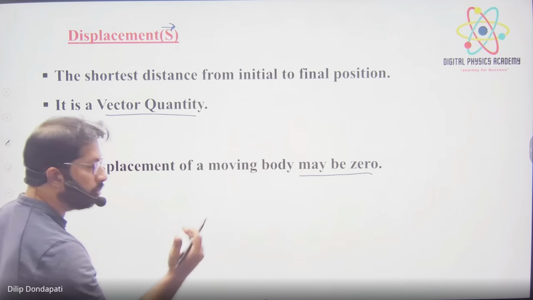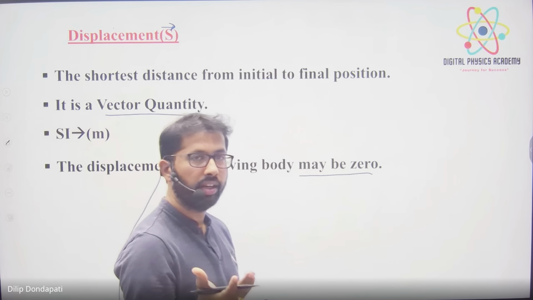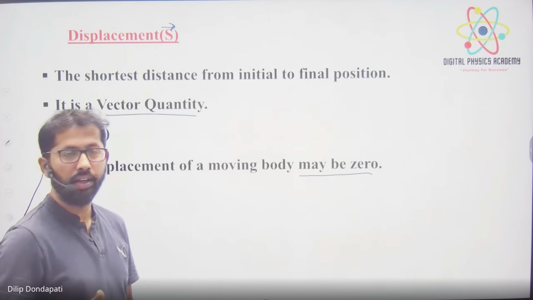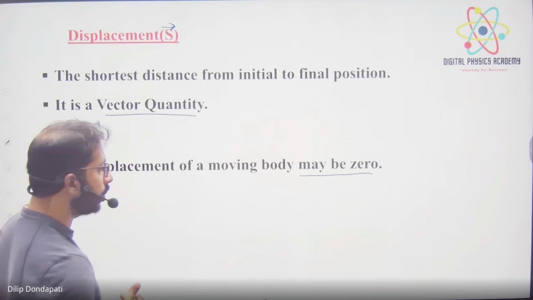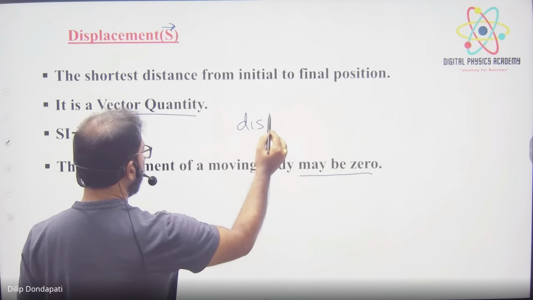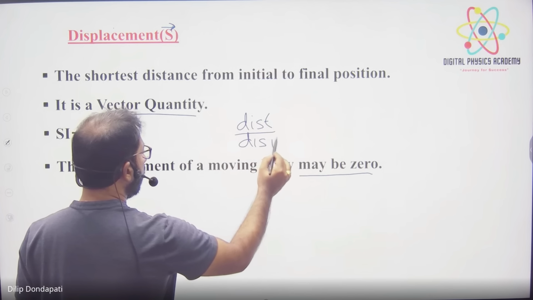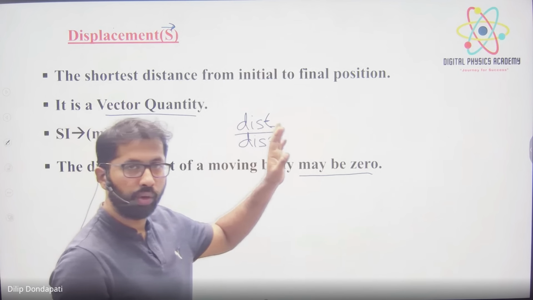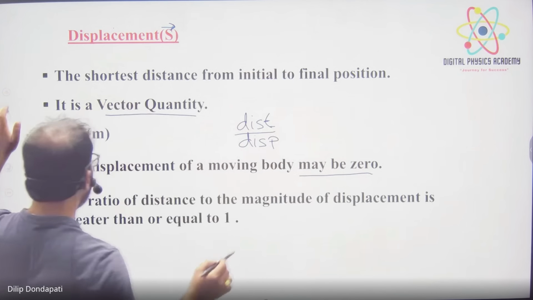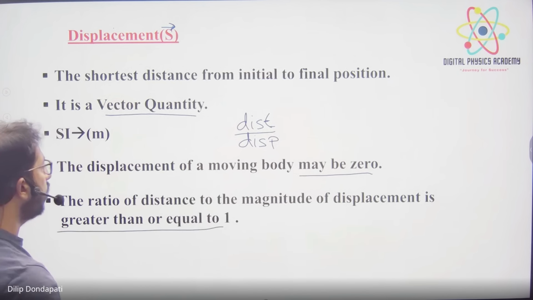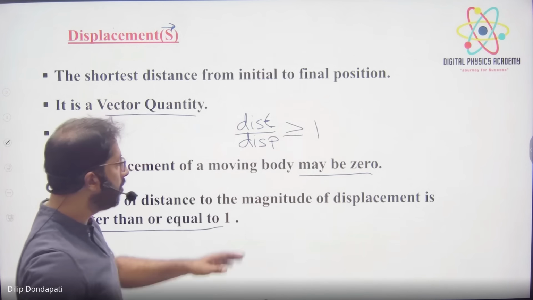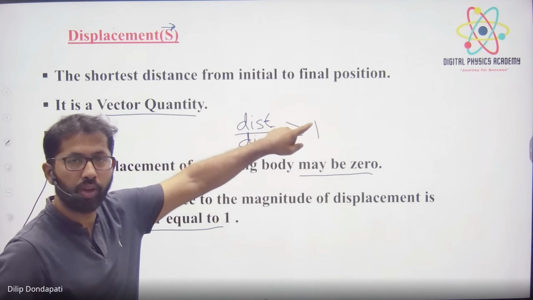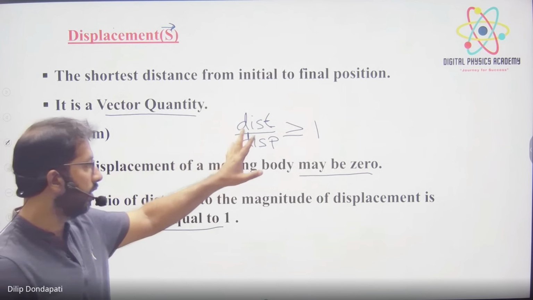And if you do the ratio of distance by displacement, whether it is greater than 1 or lesser than 1 or equal? What will be the ratio here? In every general case, it is greater than or equal to 1. Yes. Distance by displacement is always greater than or equal to 1, because distance and displacement can be equal also. But it is not less than 1.